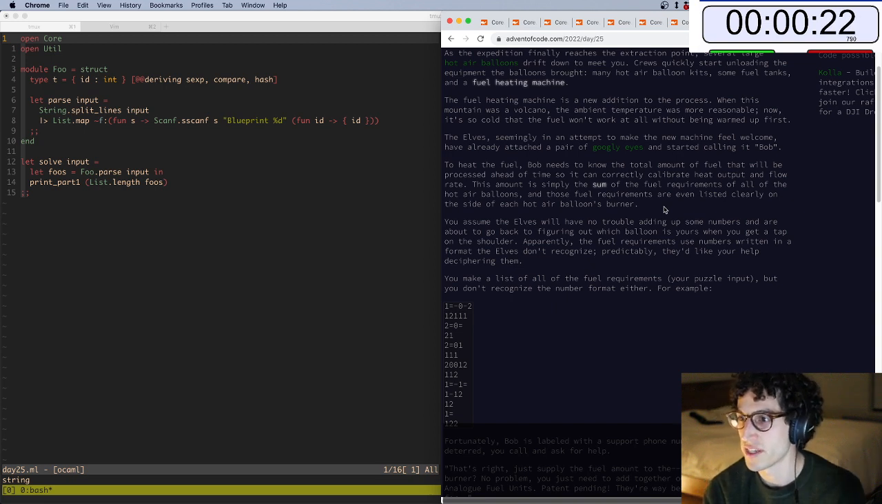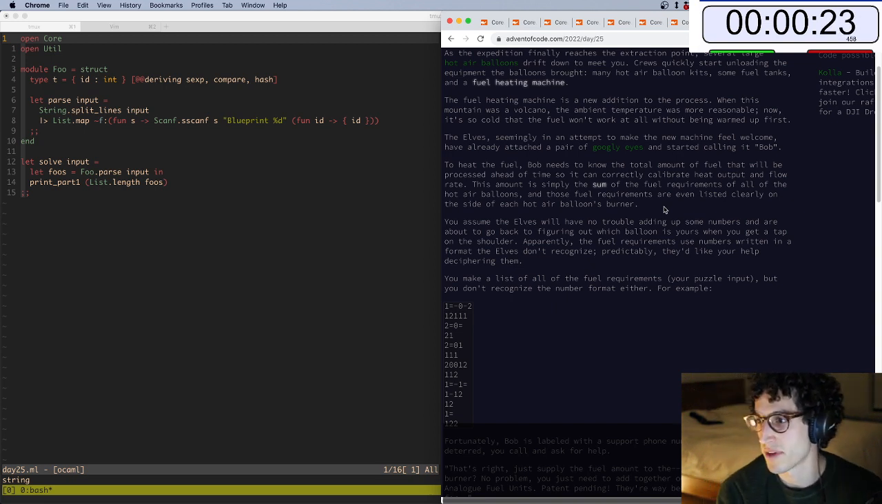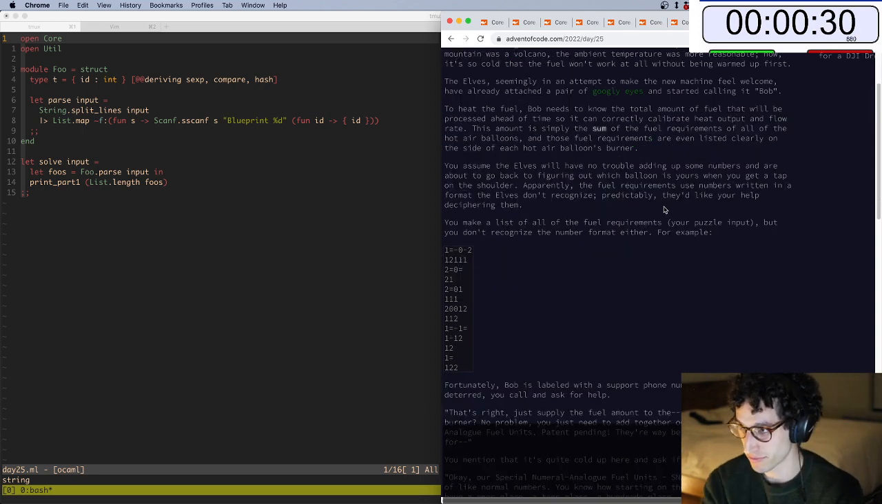The elves, seemingly in an attempt to make the new machine feel welcome, have already attached a pair of googly eyes and started calling it Bob. To heat the fuel, Bob needs to know the total amount of fuel that will be processed ahead of time so it can correctly calibrate heat output and flow rate. The amount is simply the sum of the fuel requirements of all the hot air balloons. And those fuel requirements are listed clearly on the side of each hot air balloon's burner.